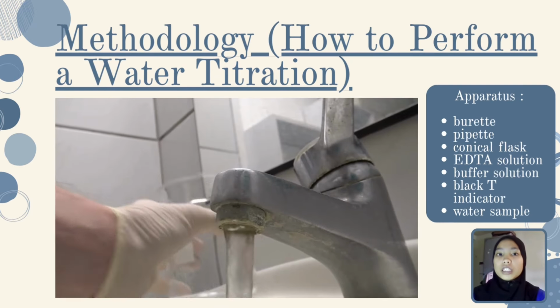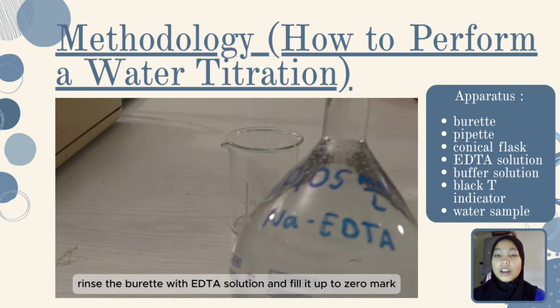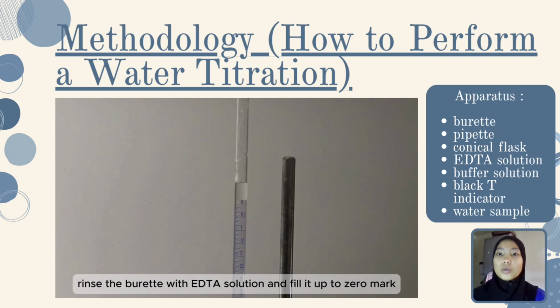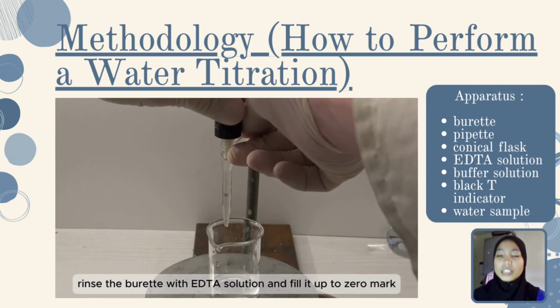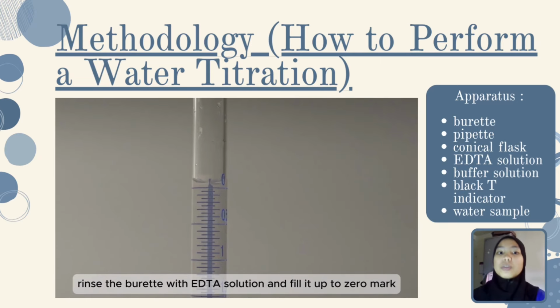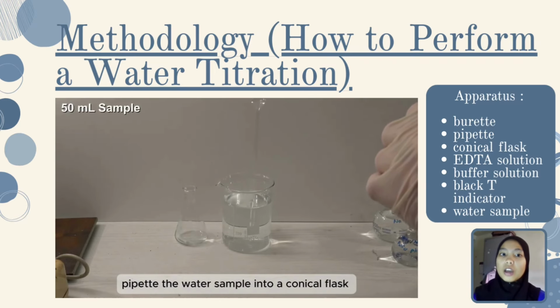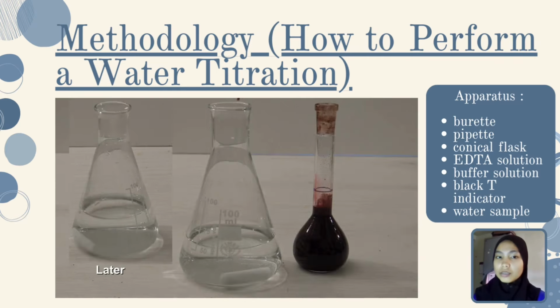Now, we move to the methodology: how to perform a water titration. First, we need to set up all the apparatus needed. Then, we move to the first procedure, which is to take the water sample. Then, rinse the burette with the EDTA solution and fill it up to the 0 mark. And then, we pipette the water sample into a conical flask.